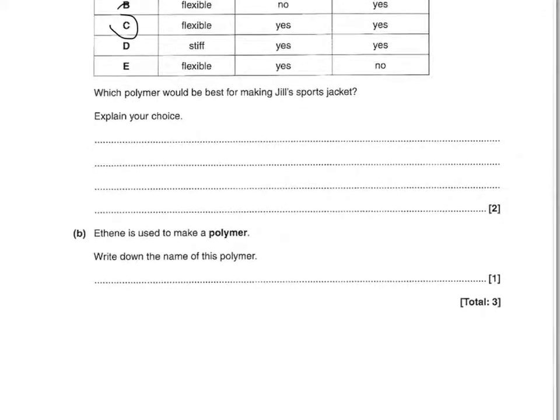Ethene is used to make a polymer. Write down the name of this polymer. So remember, you need to put ethene first, and then to make it into the polymer name, you simply write poly before it. Polyethene.